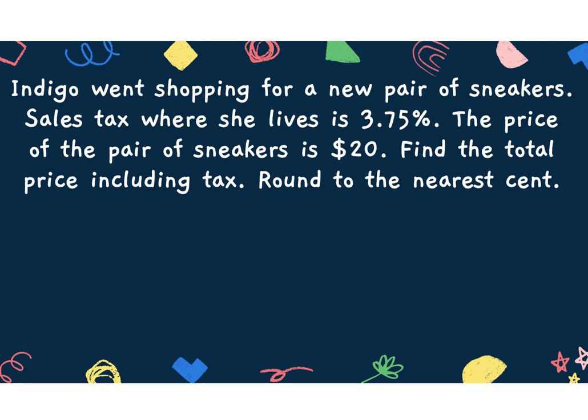So, first things first, we need our percent, which is 3.75%. We're going to change that into our decimal. Reminder that if you're not sure what the decimal is going to look like, we can always take that percent and divide it by 100, and it would turn out to be 0.0375.